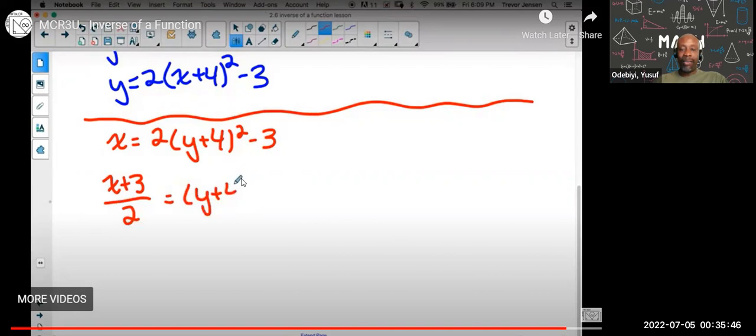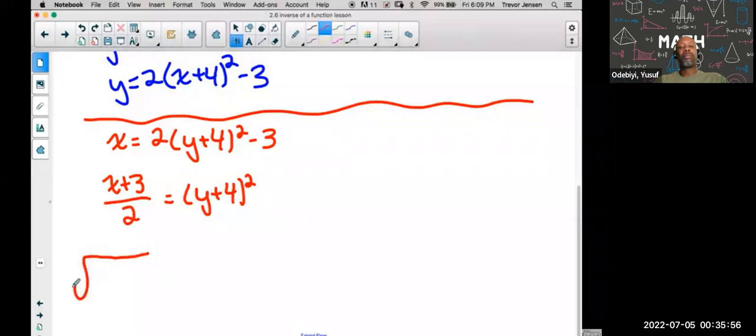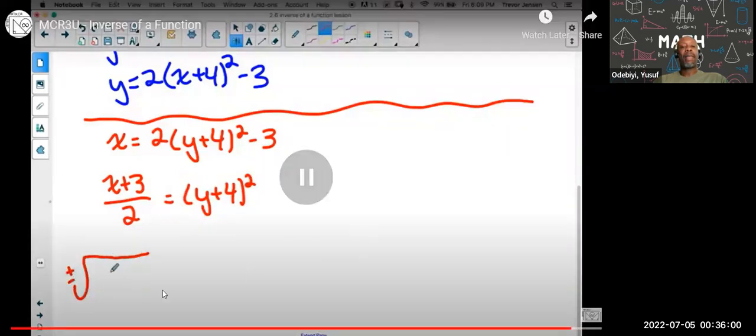So I'm also going to have to move this square over to that side, and it's going to become a square root. Okay. And remember from before, we have to consider the plus and the minus, both options. You have to remember that when you're doing a square root, you have to consider both options. So now under the square root it's x plus 3 divided by 2, and that equals y plus 4.